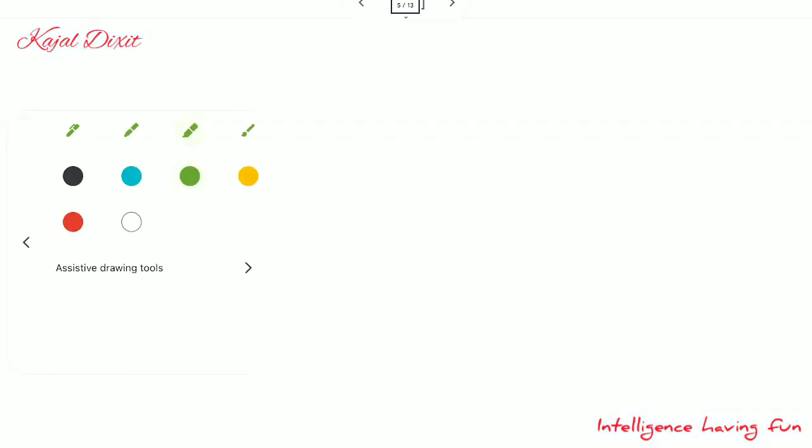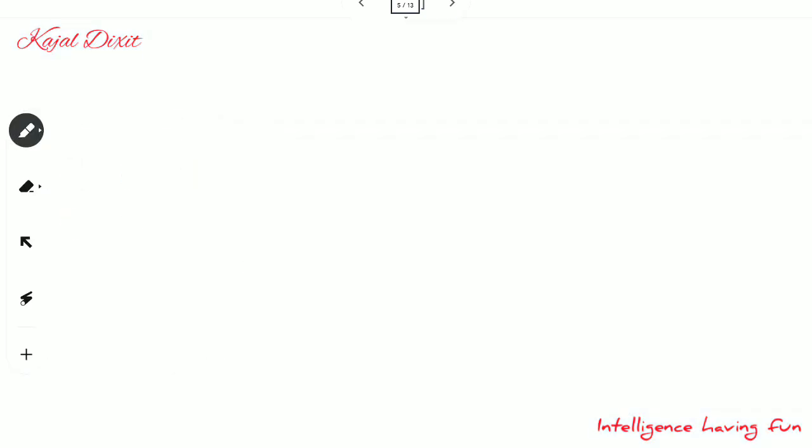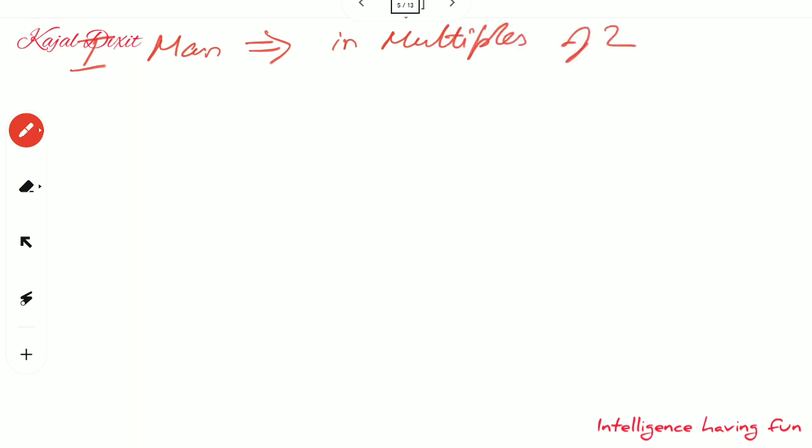Now, if you have observed carefully, you must have noticed that the first man was actually following these steps in multiples of 2. Okay, so the first man was covering the steps in multiples of 2, and the second man was covering the steps in multiples of 3. Okay, so let us again write down the multiples of 2 and 3.